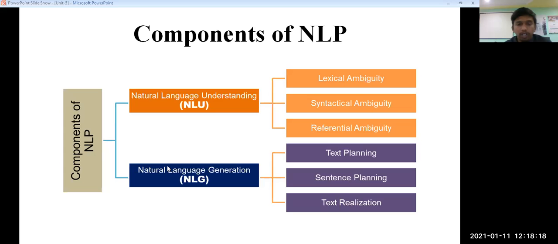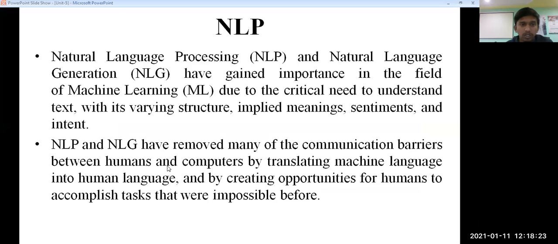So in the next slides, we will try to talk about these concepts in depth. Talking about natural language processing and natural language generation, these two have gained much importance in the field of computer science with respect to machine learning or artificial intelligence, due to the critical need to understand text. We have a huge amount of text with respect to big data applications, and you know that data is of different types, like structured data, unstructured data, semi-structured data.